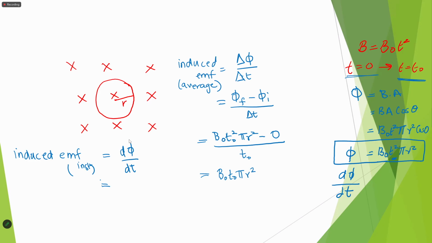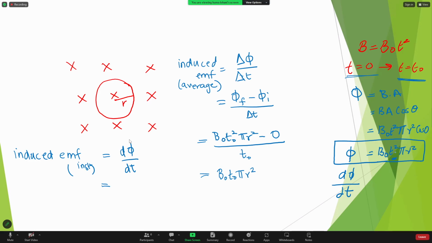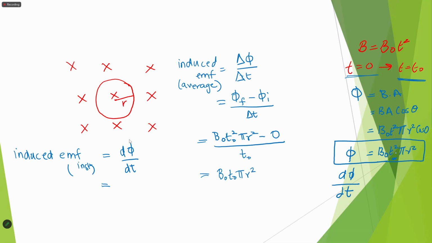Guys, you don't know how to do the differentiation of t square? Seriously? Just bring this 2 down and it will become 2 B naught t pi r square. From this t square, it will become 2t when you differentiate it with respect to time. So this is the answer for induced EMF instantaneous.